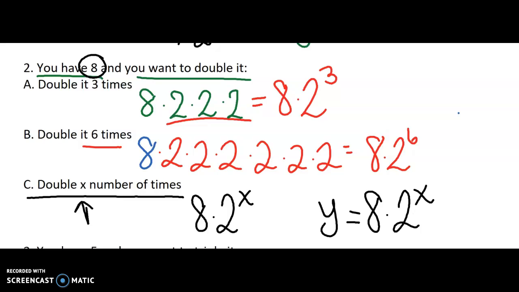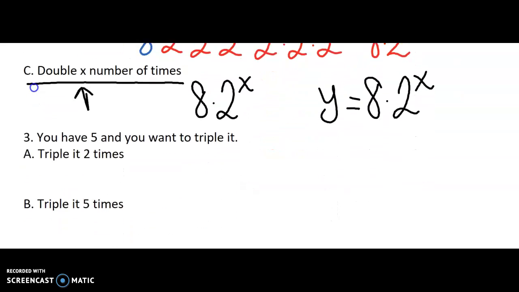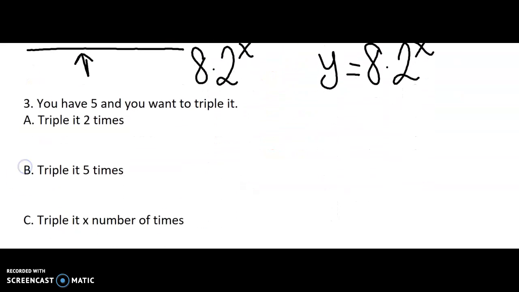So let's go ahead and look at another example. Number 3. I want you to write this one down, and I want you to attempt this one. Notice that this one changes just a little, so make sure you read it carefully. You have 5 and you want to triple it. Triple it 2 times. How would you triple something? So take a minute, pause the video, copy this down, and then follow along.